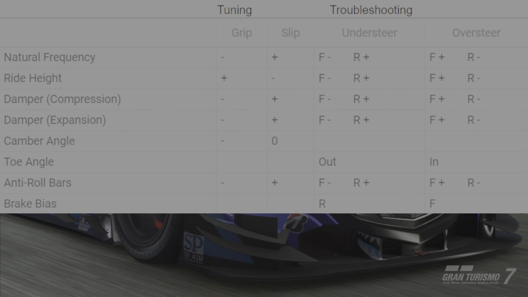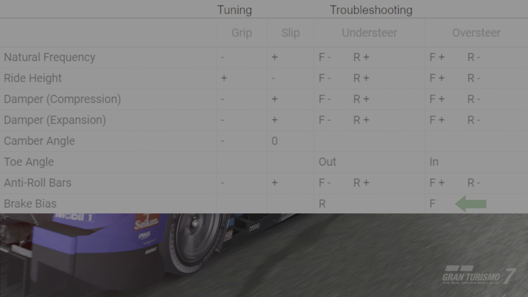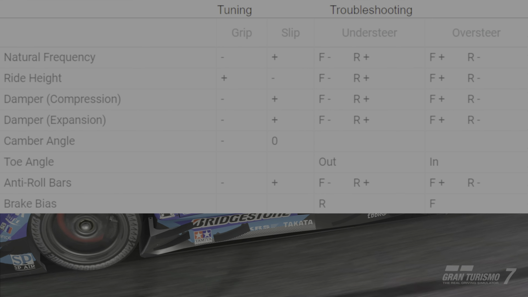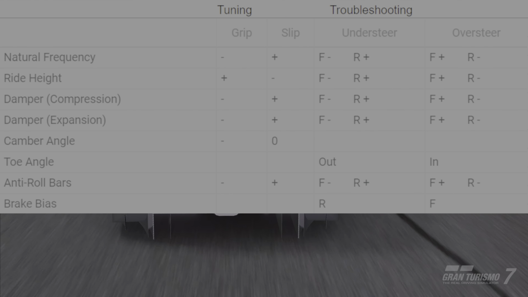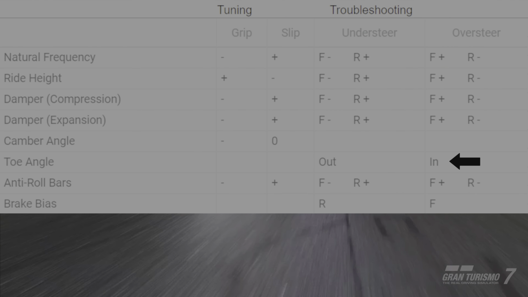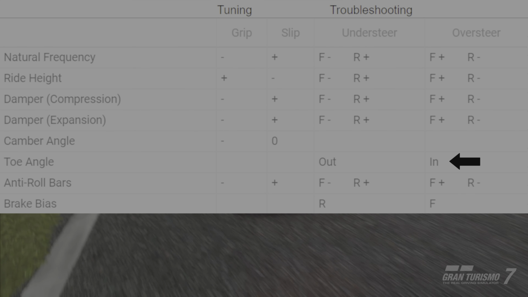Now let's say you're having too much oversteer. More front brake bias will counteract this. Sway bars, stiffer in the front, softer in the rear. Toe in can help keep the car in a straight line by inducing understeer.